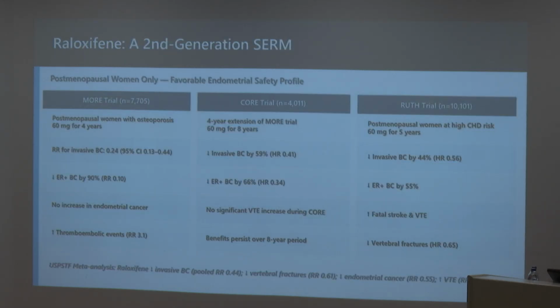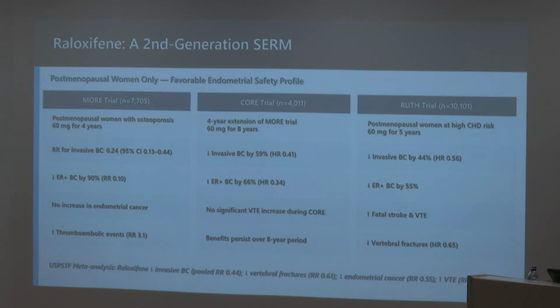So what about the postmenopausal woman? Yes, there is a way you can use tamoxifen, but we have also other selective estrogen receptor modulators, starting with raloxifene, which is a second-generation SERM. And it was incidentally found that in postmenopausal osteoporotic patients, when they started to use raloxifene, as a side effect, they found that there was a decrease in breast cancer development.